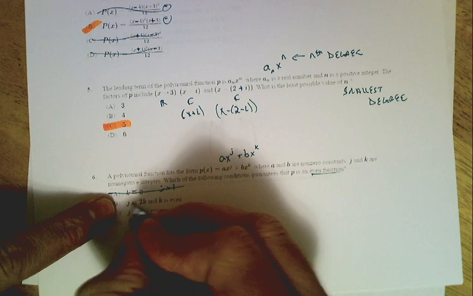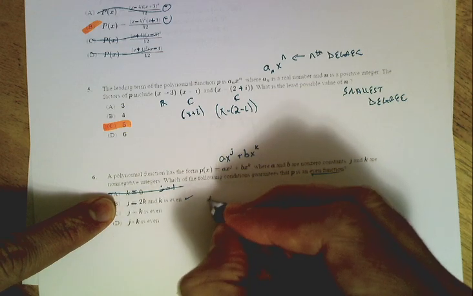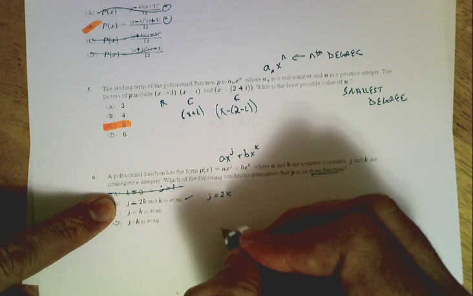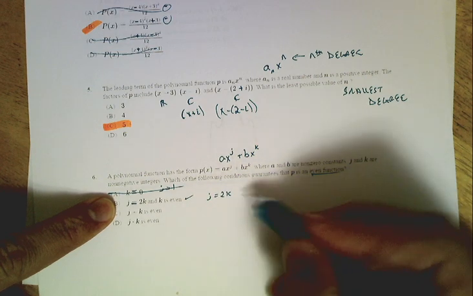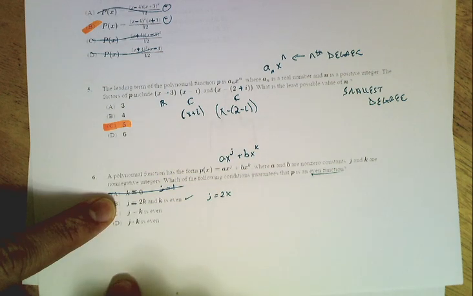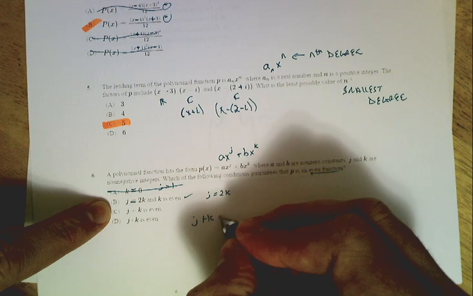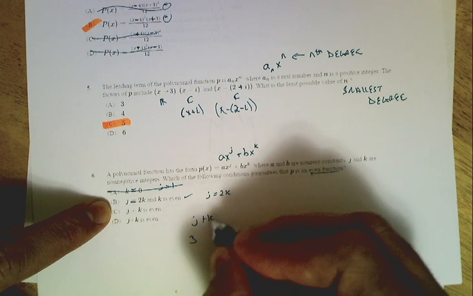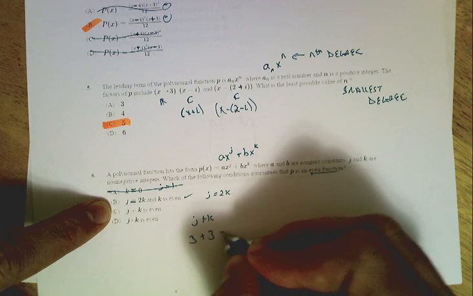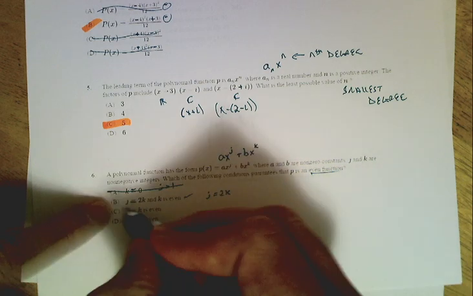j is equal to 2k, and k is even. So k is even, that's good. And if j is equal to 2k, then j must be even also. So I cannot pick an odd number to show that this doesn't work. j plus k is even. Can I pick an odd number, so let's say 3, and add k to make an even number? 3 plus 3 is 6, so that wouldn't work because I can make these odd.